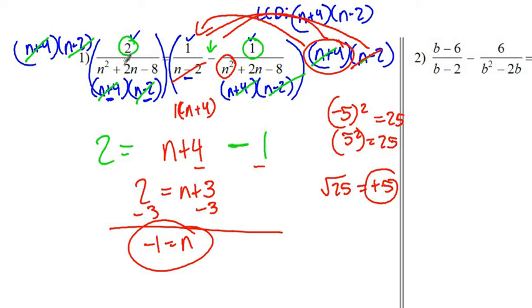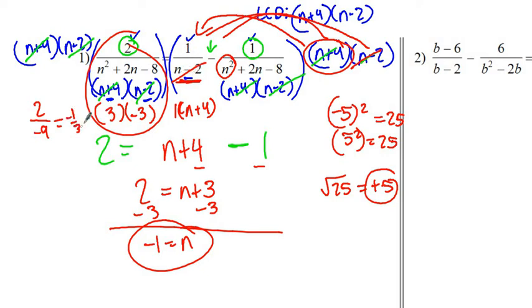So if you plug in -1 up here, let's just do that real quick. -1 plus 4 is 3. -1 minus 2 is -3. So this whole side becomes 2 over 3 times -3, which is -9. The other side, if we plug in -1 right here, 1 over -1 minus 2 is -1/3. And then over here, this we already know is -9.